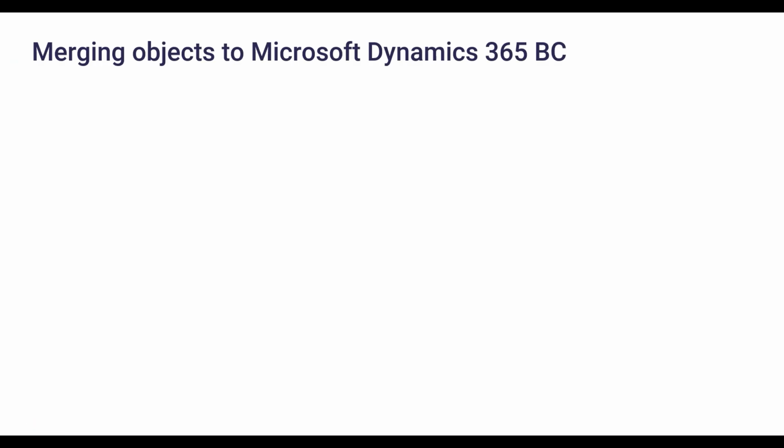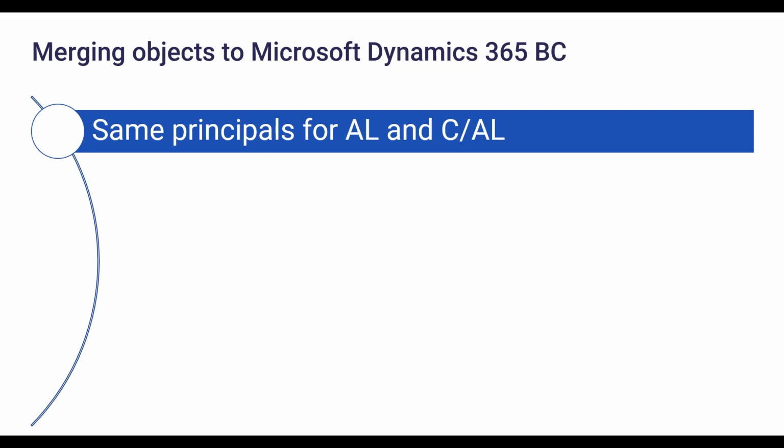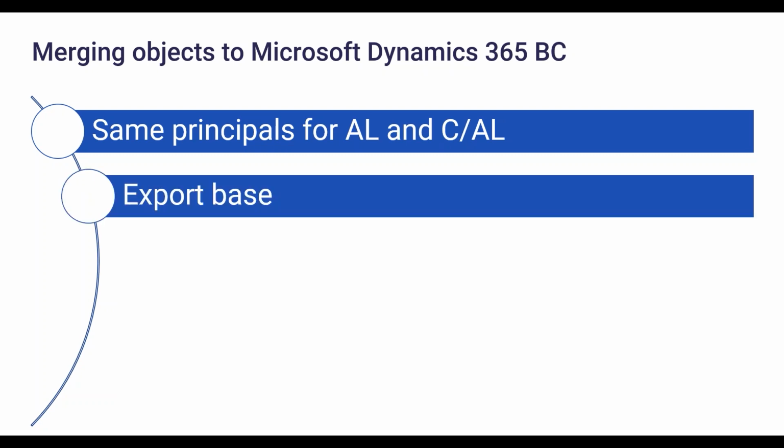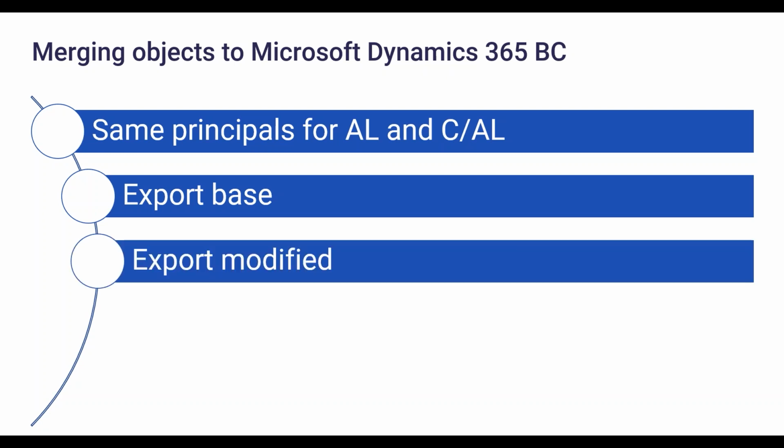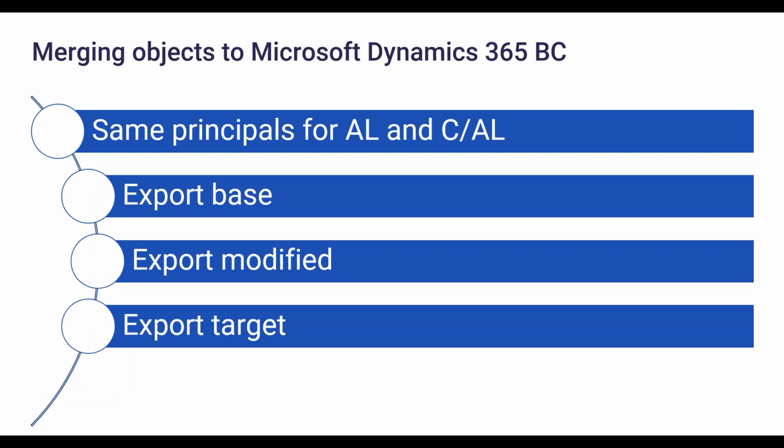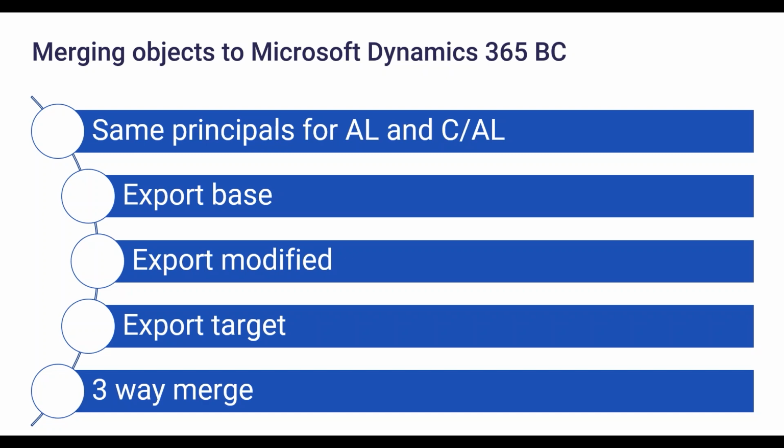So once you have converted everything to AL, you can start merging objects with the BC version you are aiming for. The general principles apply, the only difference is the language. So you would have to export the base objects, the version you're currently on, export the modified objects, so that means your existing solution, export the target version you are aiming for, and do a three-way merge.